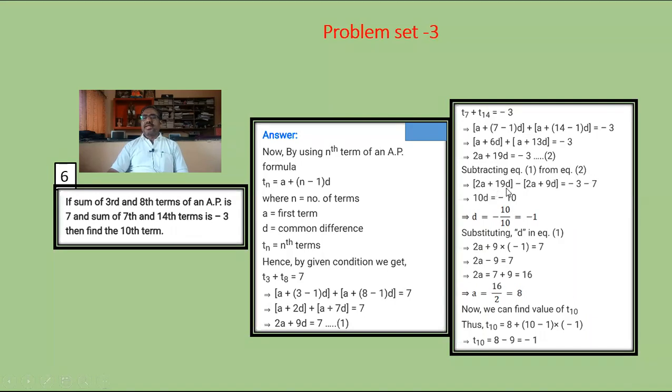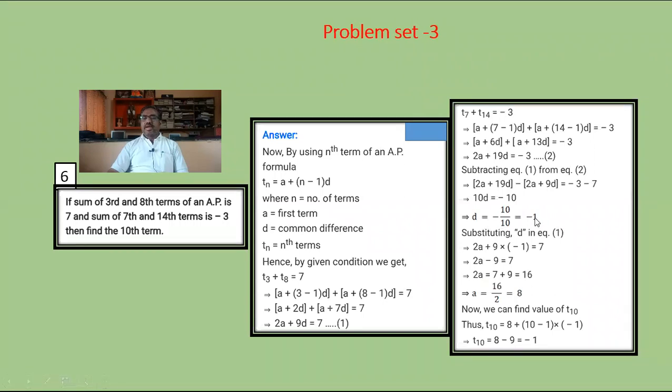2a plus 19d minus in bracket 2a plus 9d is equal to minus 3 minus 7. Here solve this bracket. 2a plus 19d minus 2a minus 9d is equal to minus 10. Here 2a minus 2a gets cancelled. Plus 19d minus 9d is 10d is equal to minus 10. This 10 goes down to the RHS, then we divide. d is equal to minus 10 upon 10 is equal to minus 1. d is equal to minus 1.